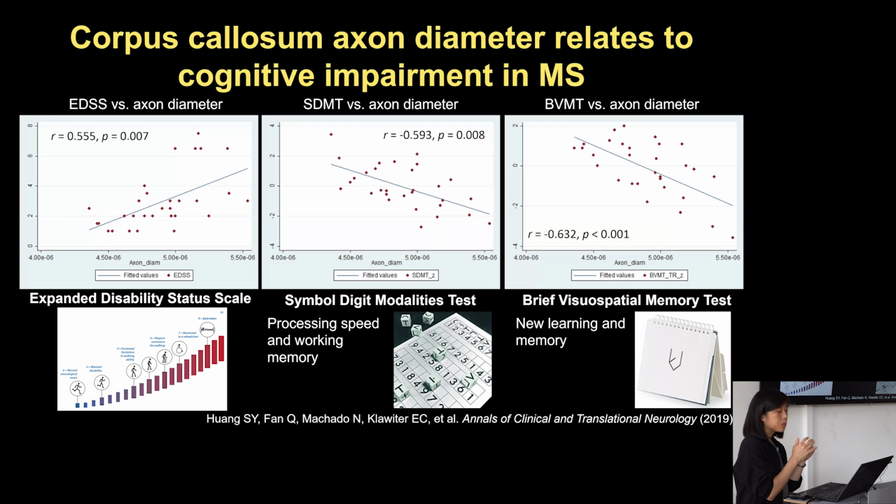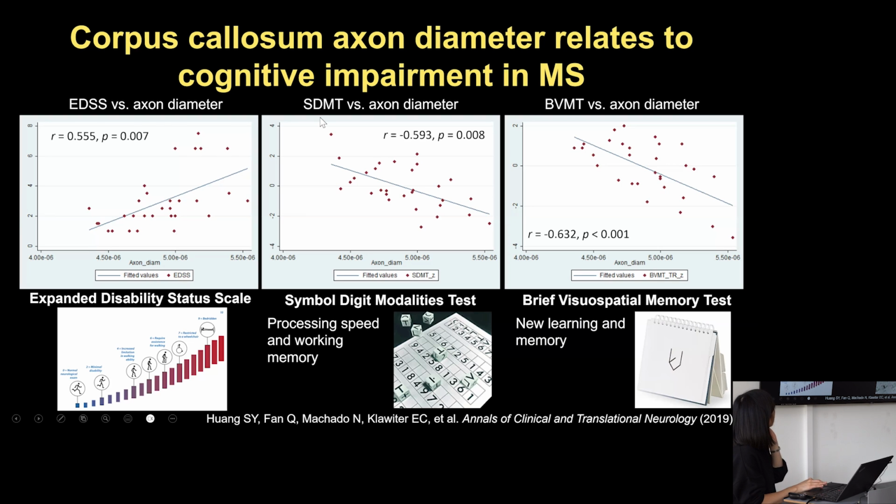And what we found in this group of 40 MS patients, primarily with relapsing remitting MS, a milder or earlier stage of MS, is that amongst all the imaging markers we studied, including DTI and brain volumetrics, the corpus callosum axonal diameter was the strongest and most significant predictor of physical disability, as shown here on the left-hand side. This is the EDSS, the Expanded Disability Status Scale. You can see that the EDSS scores really correlate with increases in axonal diameter.